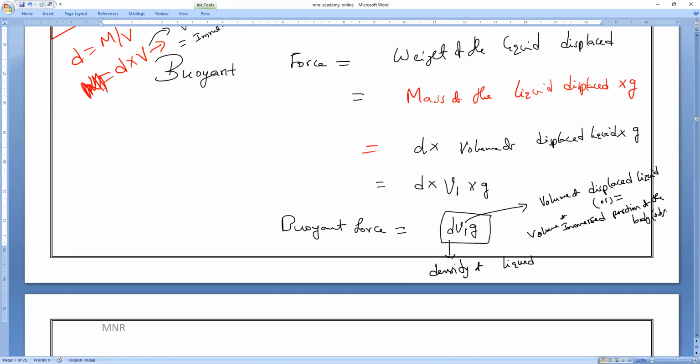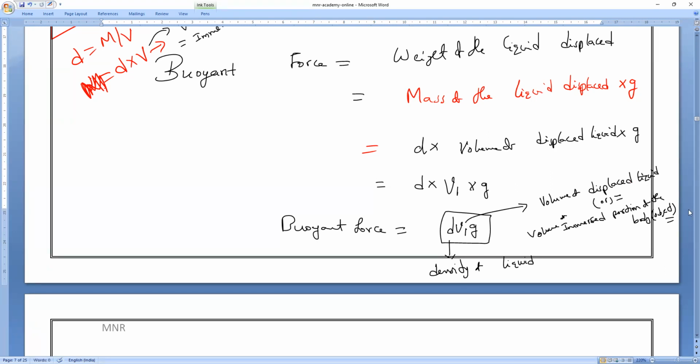Understand, guys? So this is the buoyancy formula. What is the buoyancy formula? D into V1 into g, that is dV1g: density of the liquid into volume of the liquid displaced into acceleration due to gravity. That is what you have to remember.